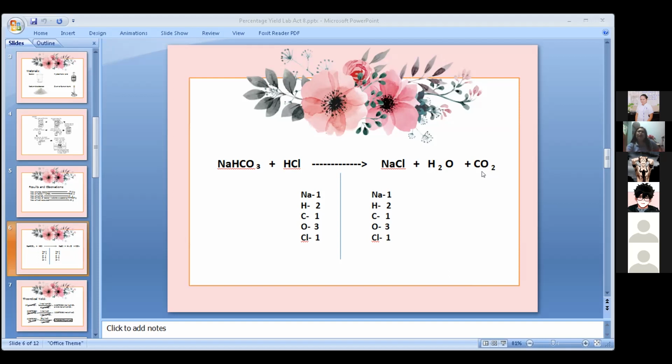And then number 4, during the evaporation, actually all the other water and carbon dioxide evaporated. So maybe during the drying process there was something wrong with the procedure, which is why our product was reduced again. So that is why only 1.45 grams was left.